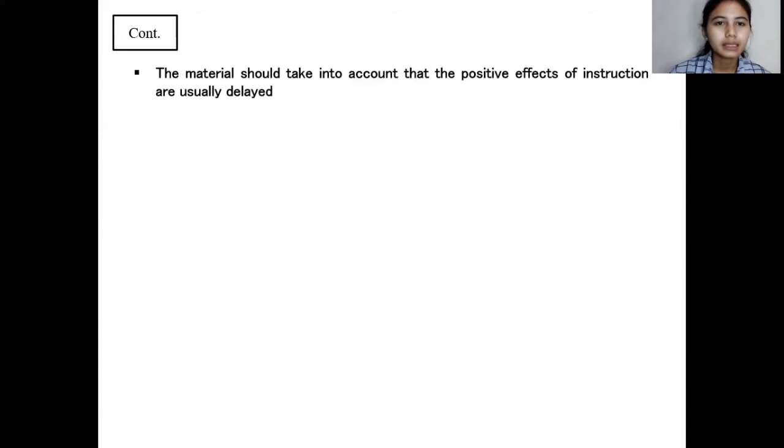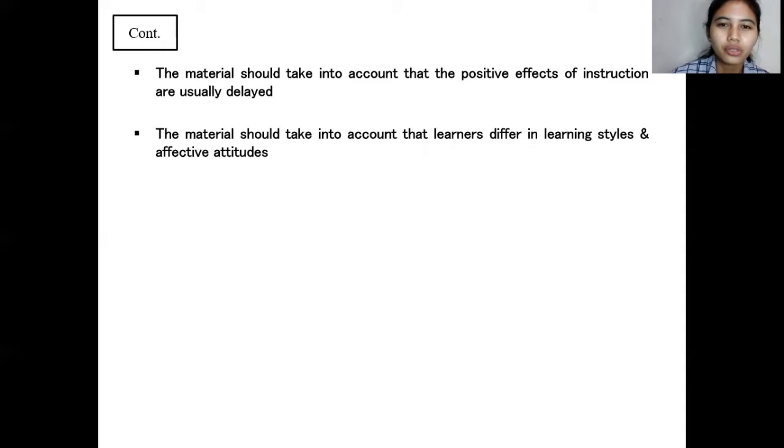And then next is the material should take into account that the positive effects of instruction are usually delayed. So the teacher should pay attention to this, because sometimes the positive effects of instruction are usually delayed. So the teacher should pay attention and focus on what activities can make the positive effects exist and appear during the learning process.